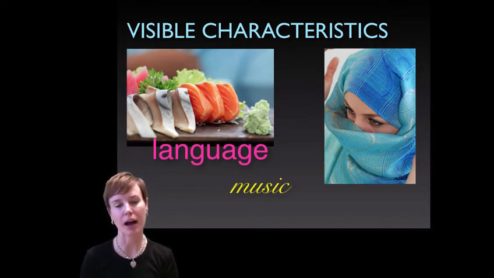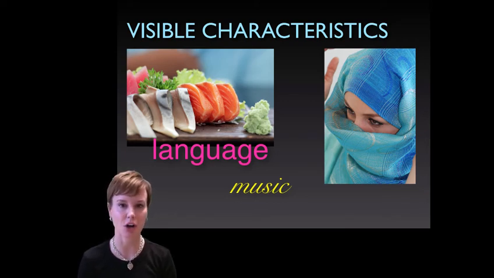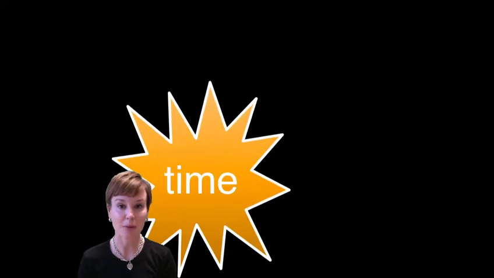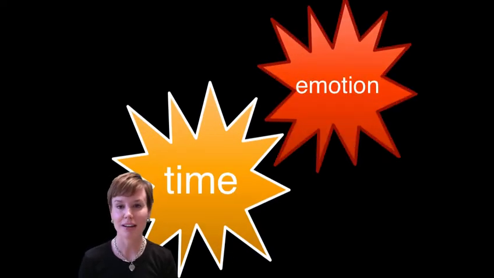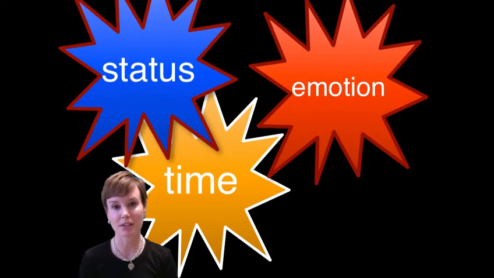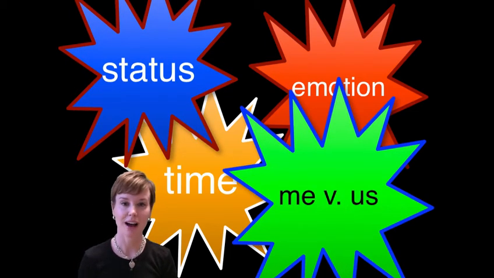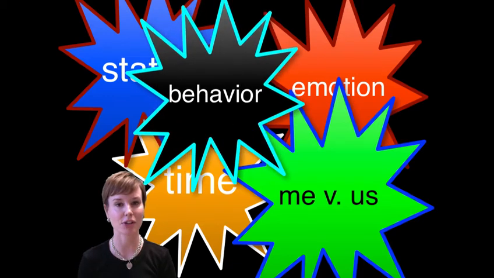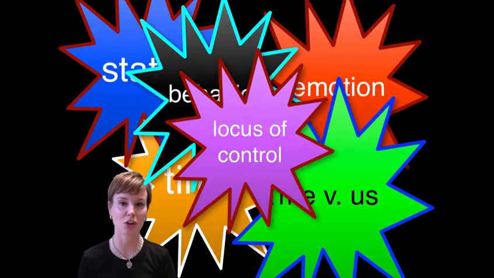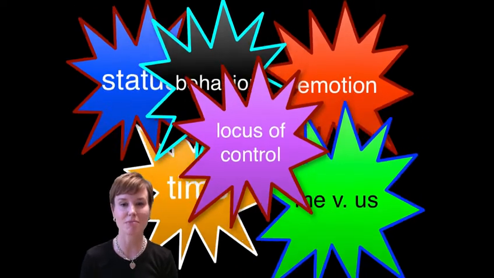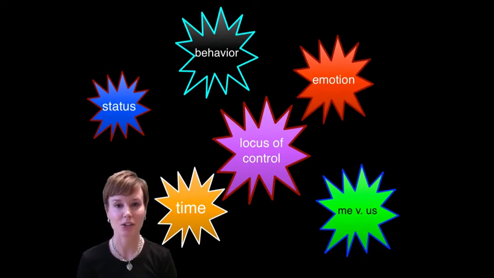But I want us to go deeper. I want us to think about the other aspects of culture, some of those aspects of culture that help us to be effective communicators and problem solvers with people from a variety of cultures. These pieces of culture include time, how we regard time, emotion, how we regard status, the importance of the individual versus the group, high context and low context behaviors, and internal versus external locus of control. These are all important dimensions of culture for us to understand so that we can interact effectively with many people.